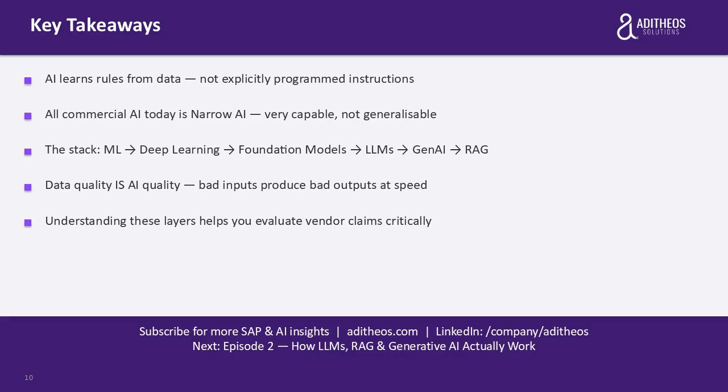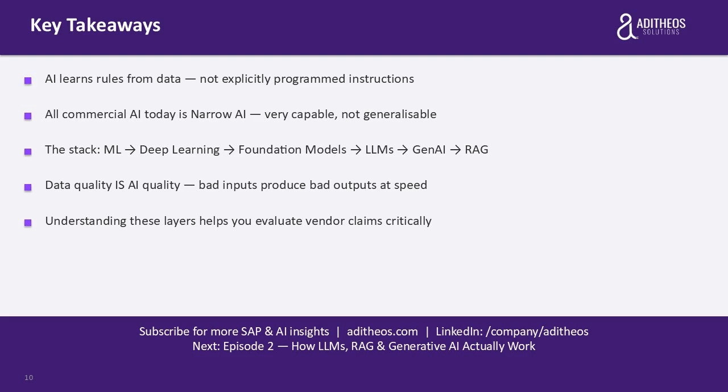Let's close with the key takeaways from this episode. AI learns rules from data. It's not following explicitly programmed instructions. All commercial AI today is narrow AI, highly capable within defined domains, but not generalizable across them. The technology stack runs from machine learning through to generative AI and RAG, each layer building on the one below.